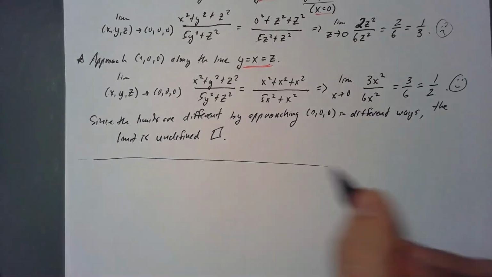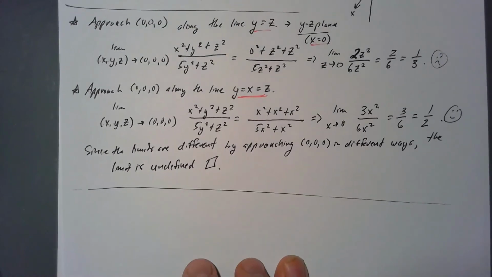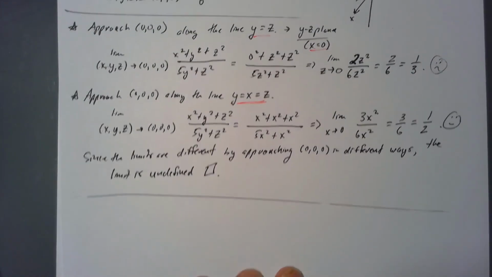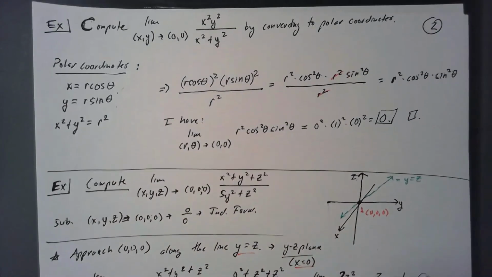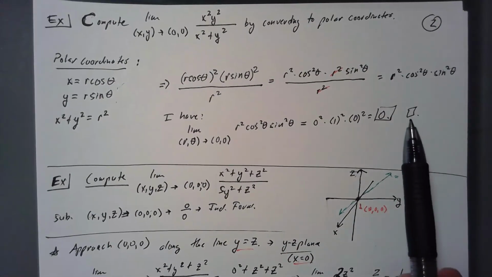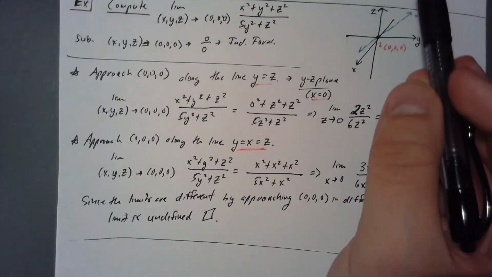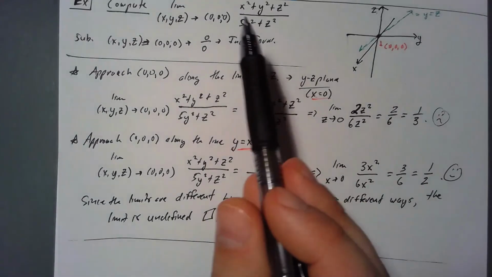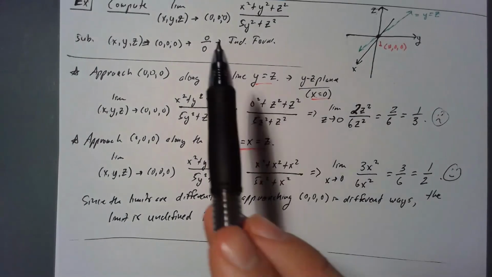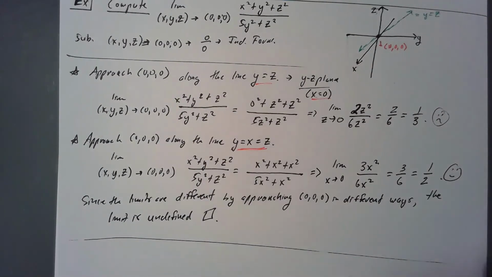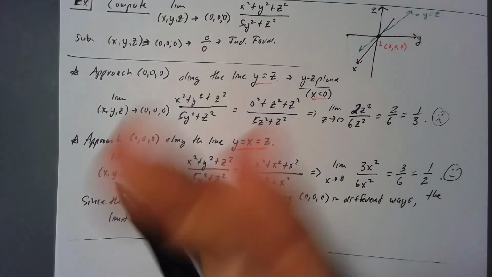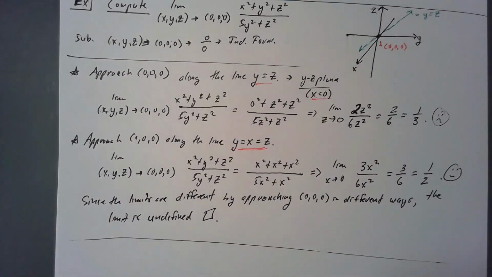So when it comes to limits of these things, that's kind of the idea behind it. It's just, you know, plug it in. If you get a value, that's the value of the limit. If you get indeterminate, try different ways to approach that point to get different values, and you've shown the limit is undefined. They're really the only two cases you have to consider. Okay.